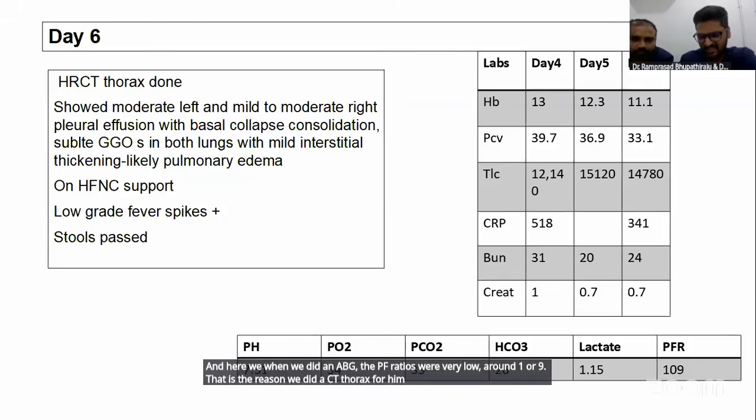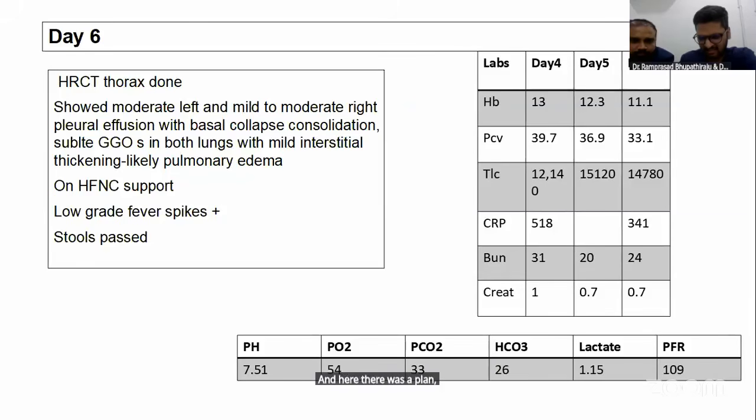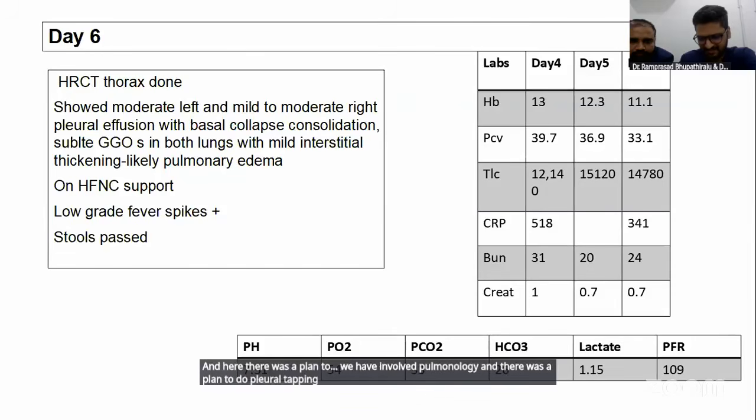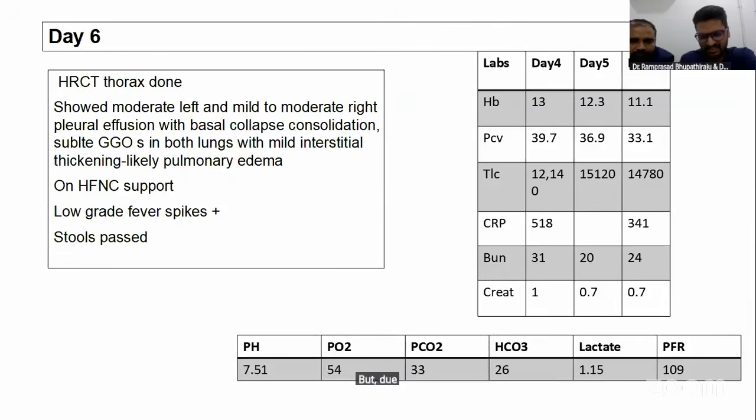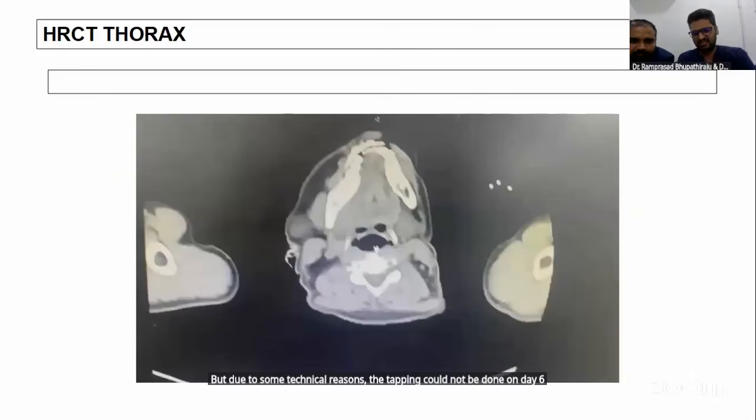We involved pulmonology, and there was a plan to do pleural tapping, but due to some technical reasons the tapping could not be done on day 6. And this is the CT.